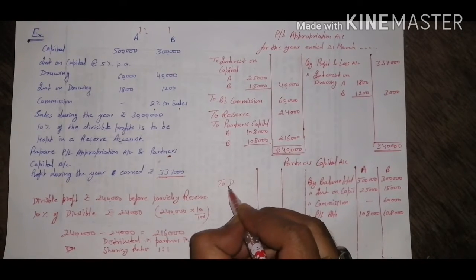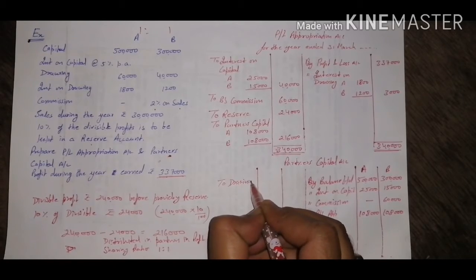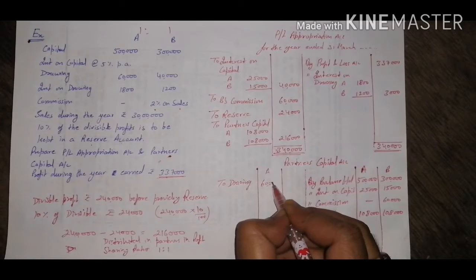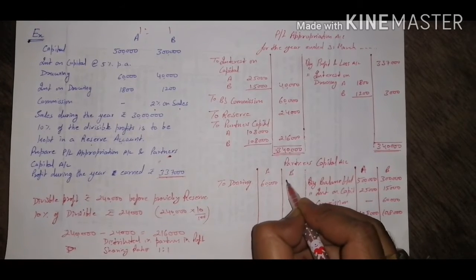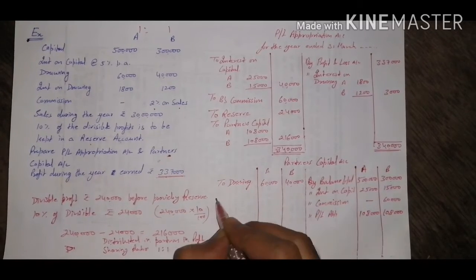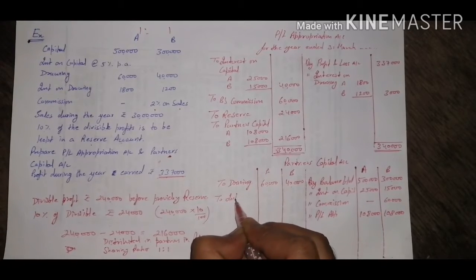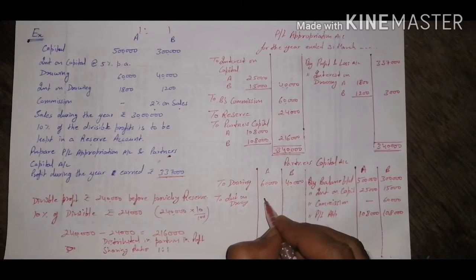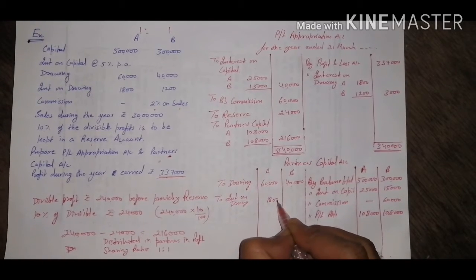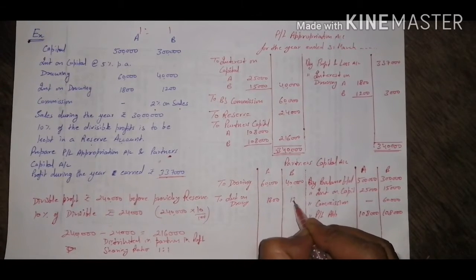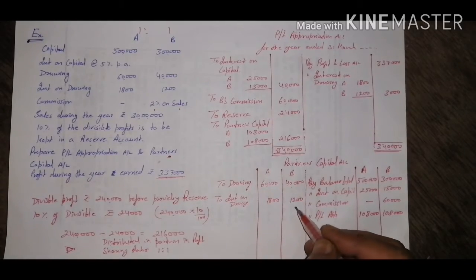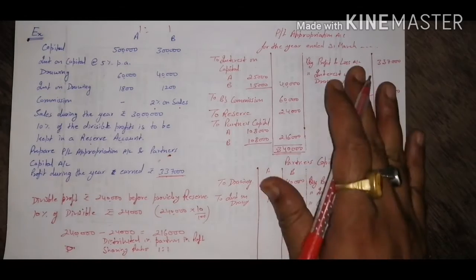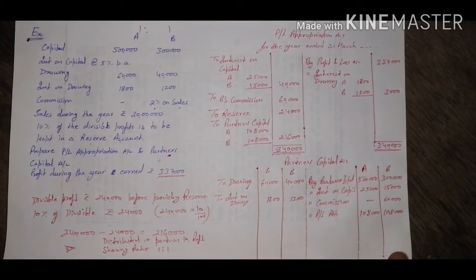Now, drawings made during the year: partner A 60,000 and B 40,000. Interest on drawings: A rupees 1,800 and B rupees 1,200. Now posting is completed in the P&L appropriation and partners' capital accounts.